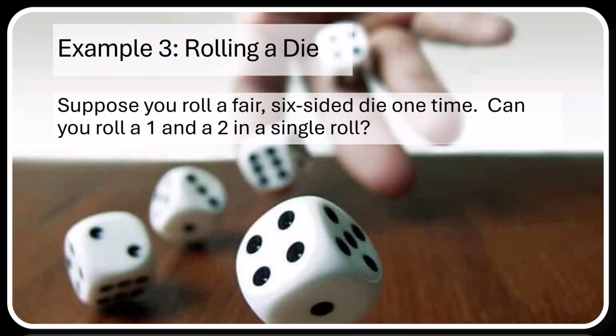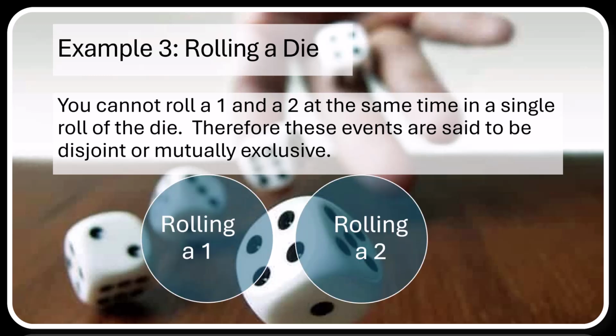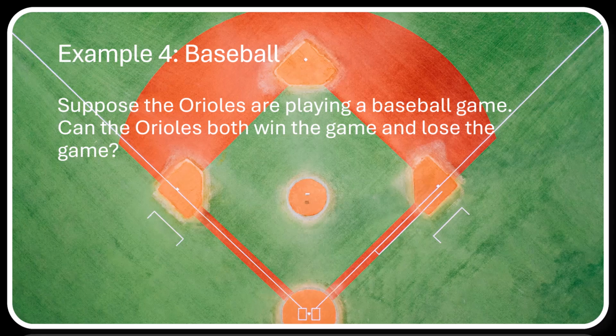Example 3. Rolling a die. Suppose you roll a fair six-sided die one time. Can you roll a 1 and a 2 in a single roll? You cannot roll a 1 and a 2 at the same time in a single roll of the die. Therefore, these events are said to be disjoint or mutually exclusive. Again, if we drew a Venn diagram to illustrate this, the circles would not be overlapping because there is no way that you can roll a 1 and a 2 at the same time with a single die.